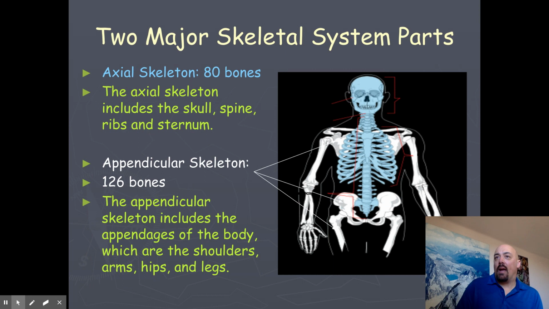And then our appendicular skeleton we'll deal with tomorrow. It's everything in white, and that is the appendages. Okay, so it's our shoulders, our arms, pelvis, and legs. So today we're going to learn about what's in blue, because that's the axial skeleton. 80 bones.